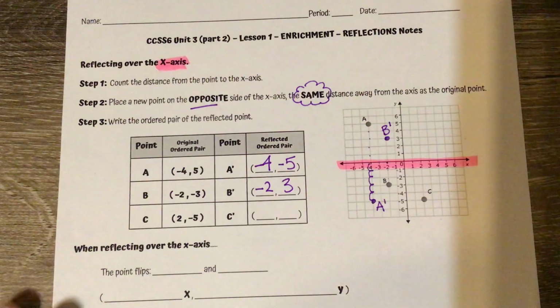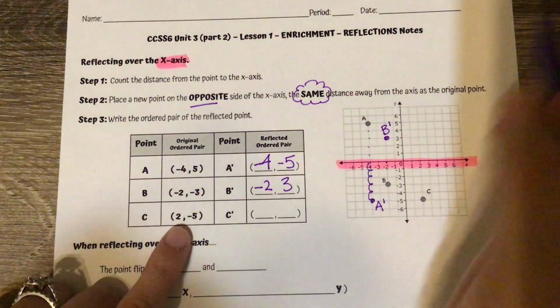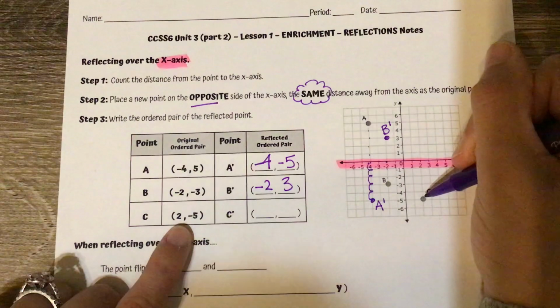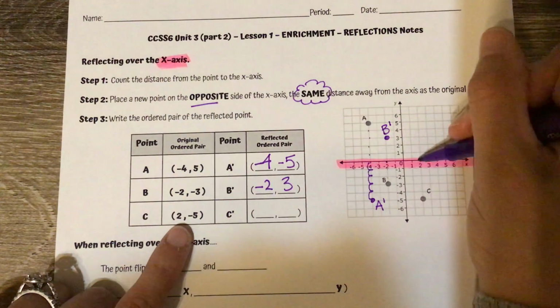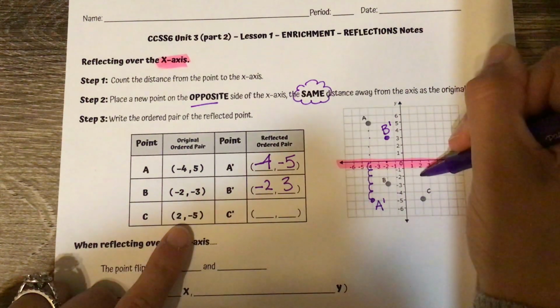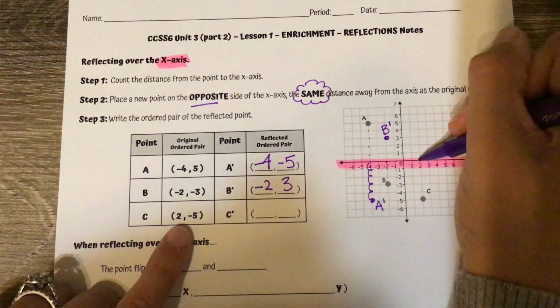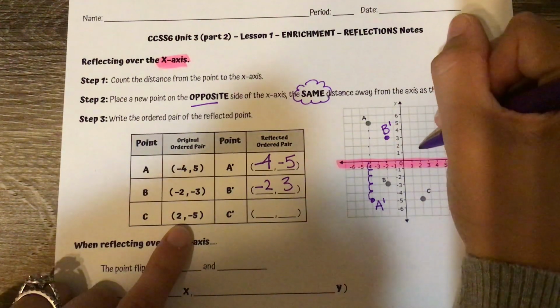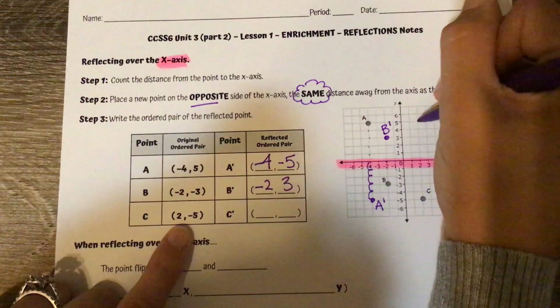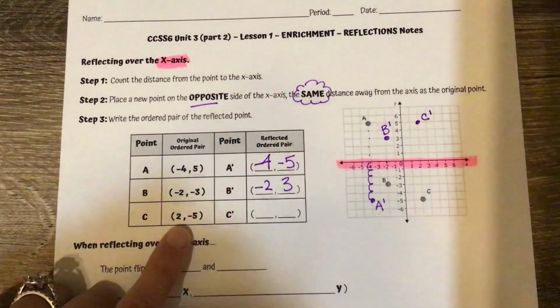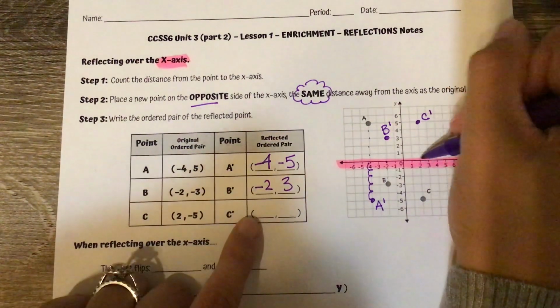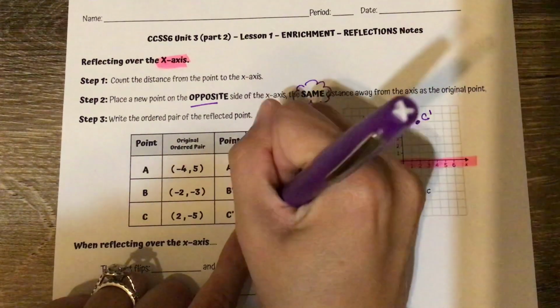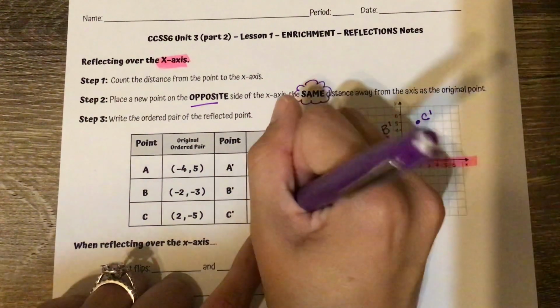And then C, our original value is 2, -5. It's right here. It's below the x-axis, so I'm going to count up. 1, 2, 3, 4, 5 to get to the axis, so I'm going to go 5 above. 1, 2, 3, 4, 5. That new ordered pair is 2 to the right, so +2, 5 up, so +5.